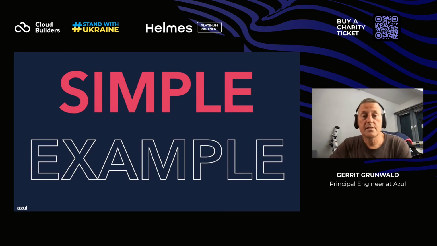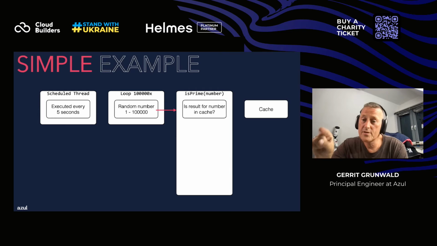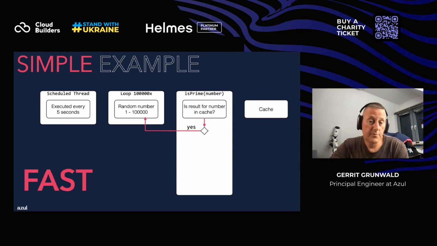So now let me show you a simple example. And it's really pretty simple. It's a scheduled thread, and that calls a loop every 5 seconds. And in this loop, it will 100,000 times create a random number, and then it will check if this random number is a prime number. The first thing that will happen is it will check if the result for this number is already in the cache. And if it's in the cache, then it will directly return the result, true or false.